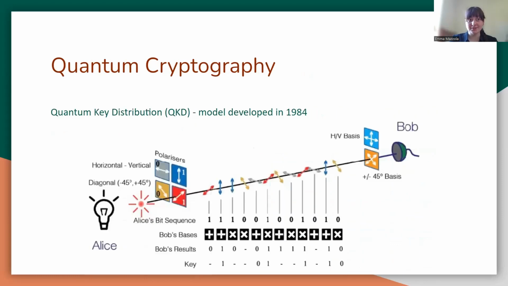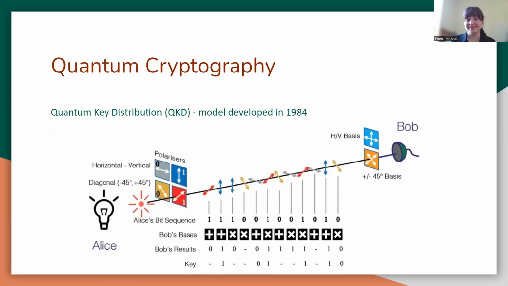Okay, now switching gears, I'm going to talk really quickly about quantum cryptography. So quantum key distribution is a model developed in 1984, and I included a visual so that hopefully my explanation is making sense. You can follow along with the visual. So Alice is going to send a message in the form of photons, which are light particles, and she sends that across a fiber optic cable. And if you're familiar with binary, we have different polarized states for these photons, and two of the polarized states each represent one binary bit, either 1 or 0.